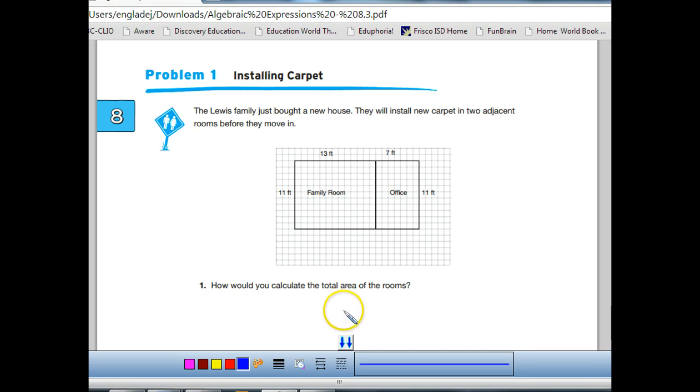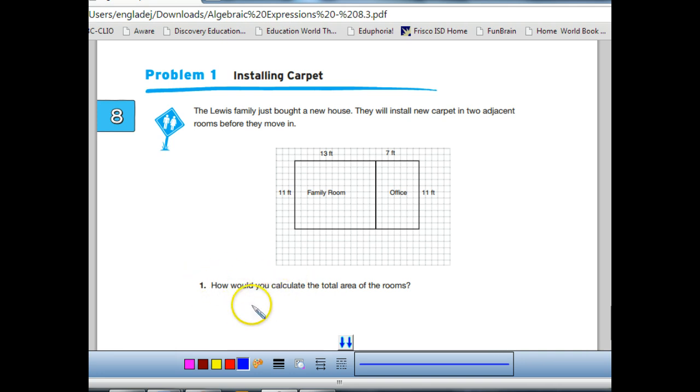So what I want you to do right now, and I want you to pause the video while you do this, is I want you to go ahead and find the area of how much carpet they would have to find for the family room and the office. So pause this while you do that.